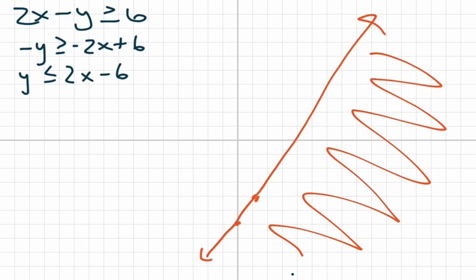You can arrive at that same graph different ways. You can graph the line by plotting points. You can do a test point to figure out which side to shade. There's more than one way to get there.